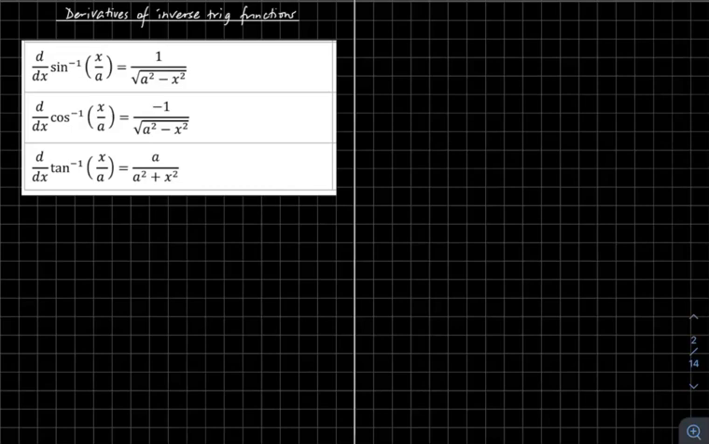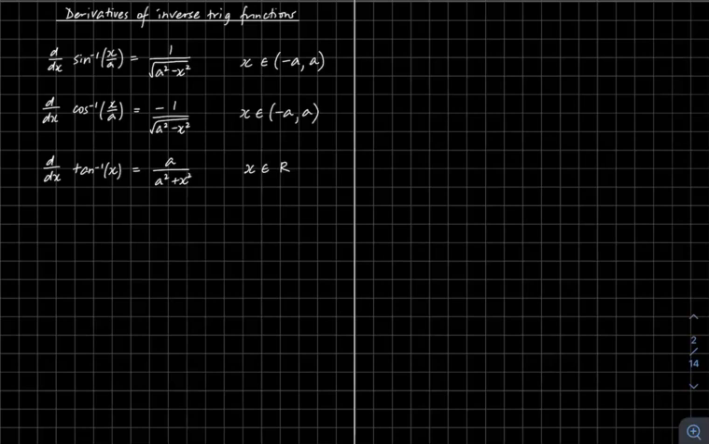Let's think about those but with some domains added as well. So here we are, I've written them out and I've added some domains, and these may initially seem a little bit surprising because we're saying that for this particular function, inverse sine of x over a, its derivative is defined for the domain negative a to a, but not inclusive of negative a and a.